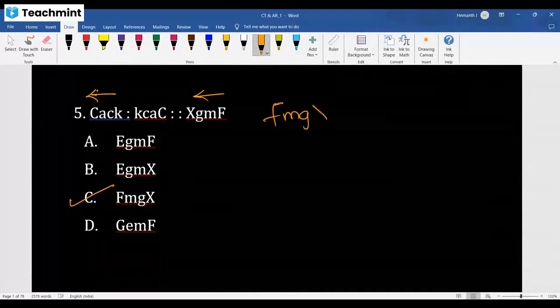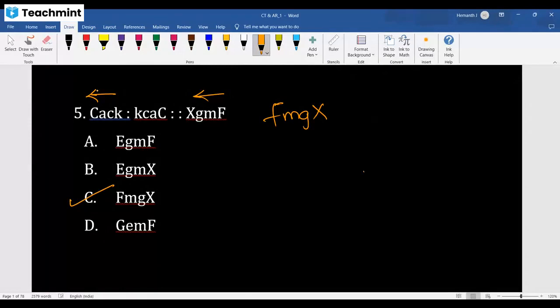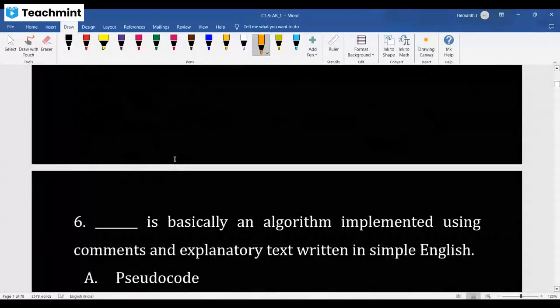FMG capital X. What are they given? Write it from back to front, in reverse order. Excellent. See the next question. Yeah. What's the answer?